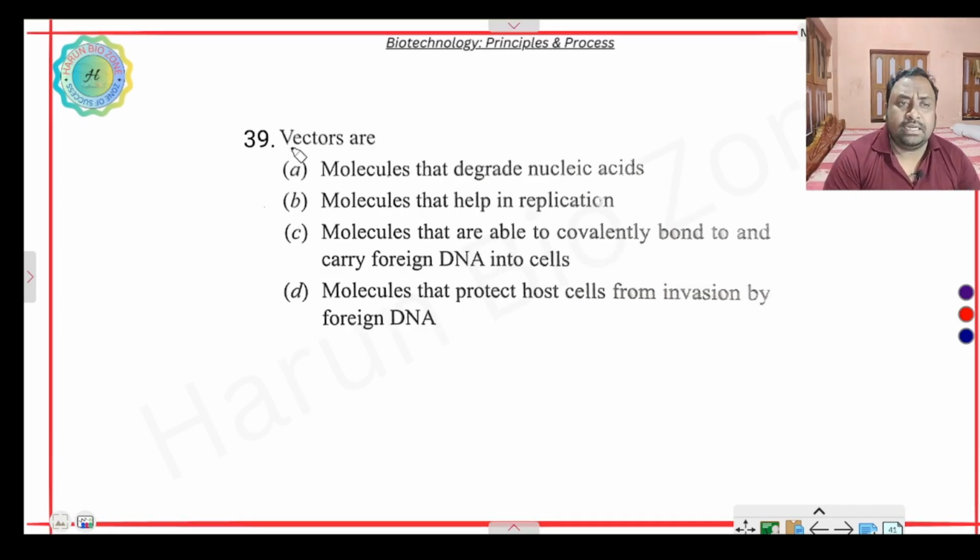Vector, what is a vector? Vectors mean carriers. Molecules that degrade nucleic acid, molecules that help in replication, molecules that are able to covalently bond to and carry foreign DNA into the cell, molecules that protect the host cell from invasion, or false. This is the C, the correct answer. Vectors are very small-sized DNA that carry the foreign DNA into the host cell.